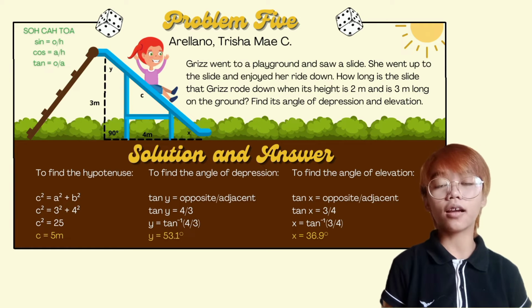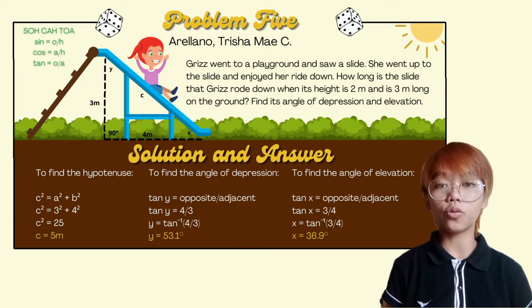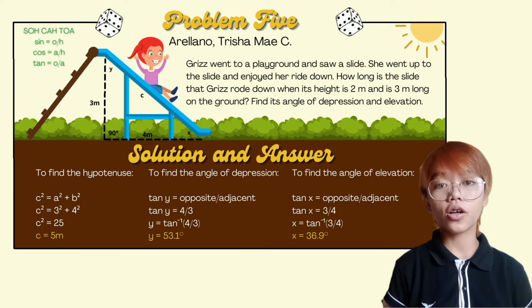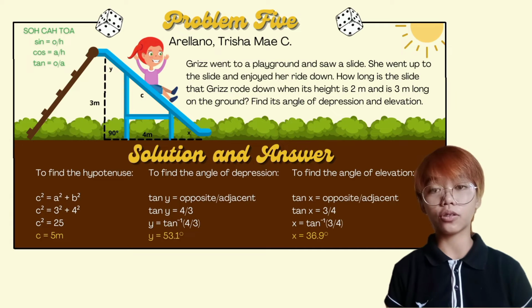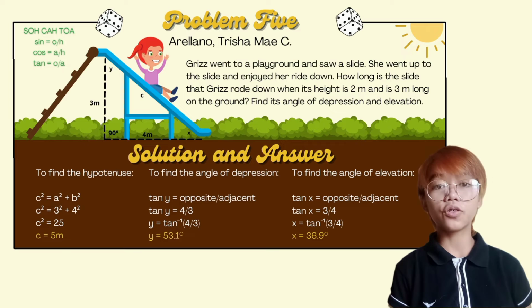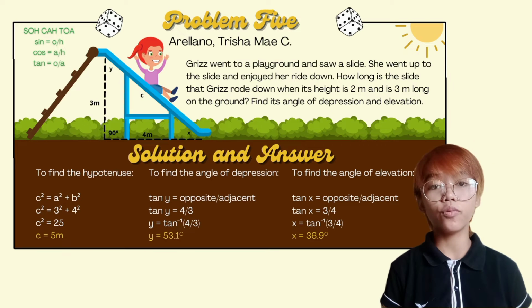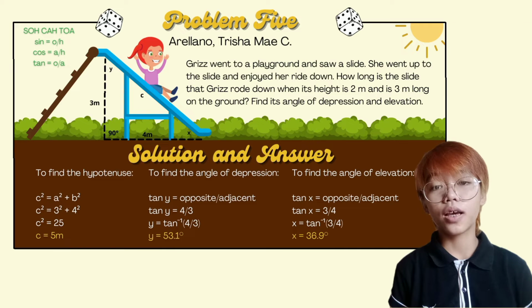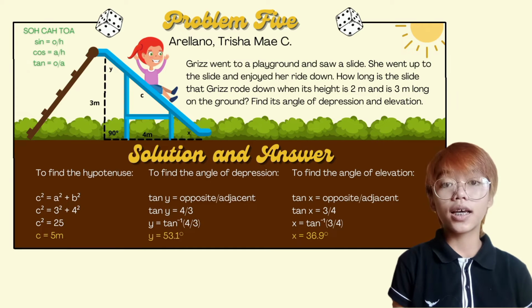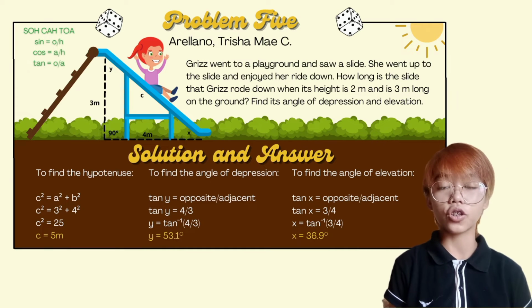So let's find the angle of depression first. In order to guide us, we have SOHCAHTOA, which represents sine is equal to opposite over hypotenuse, cosine is equal to adjacent over hypotenuse, and tangent is equal to opposite over adjacent. As you can see in the figure, we need to find the value of y. So to find the value of y, we must analyze the given figure. The only given we have is the opposite of y and the adjacent of y. So we will use tangent.